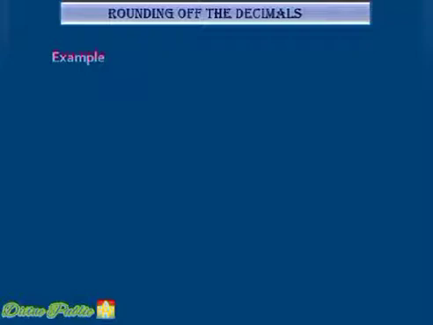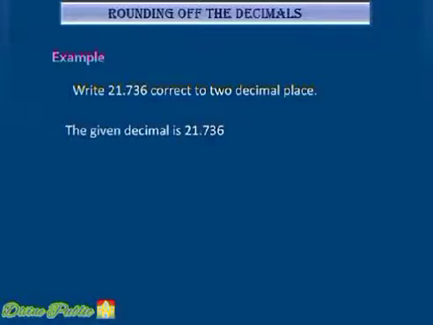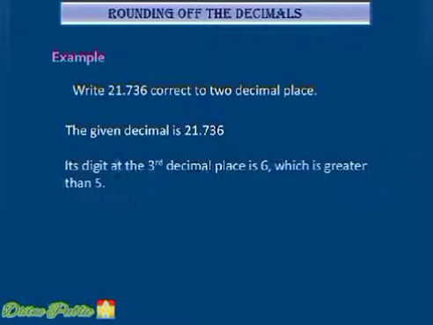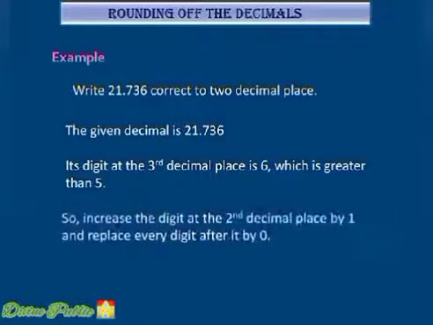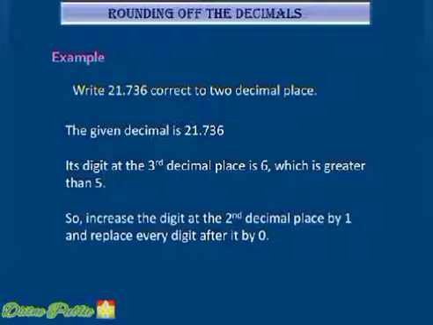Let us understand this with an example. Write 21.736 correct to 2 decimal places. The given decimal is 21.736. Its digit at the third decimal place is 6, which is greater than 5. So, increase the digit at the second decimal place by 1 and replace every digit after it by 0. Therefore, rounded number is equal to 21.740.